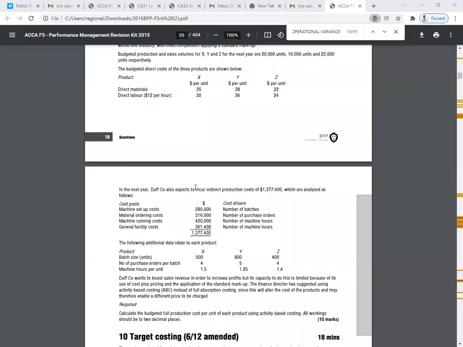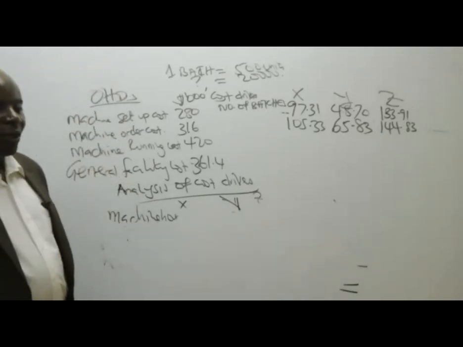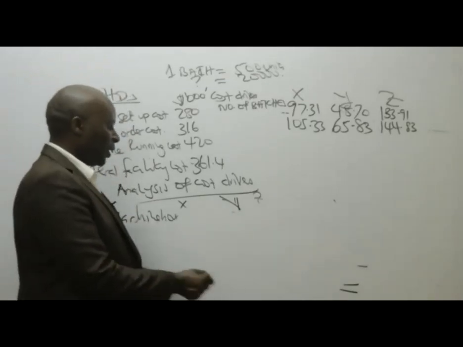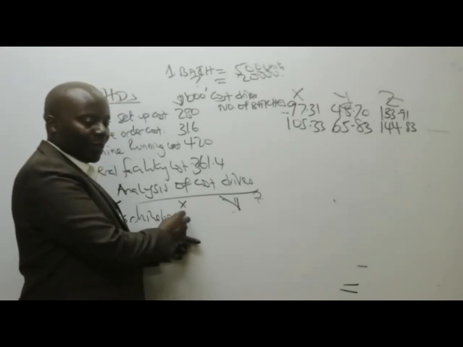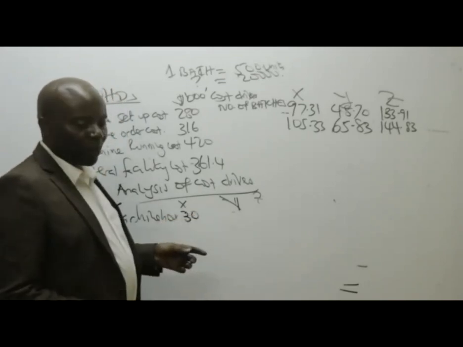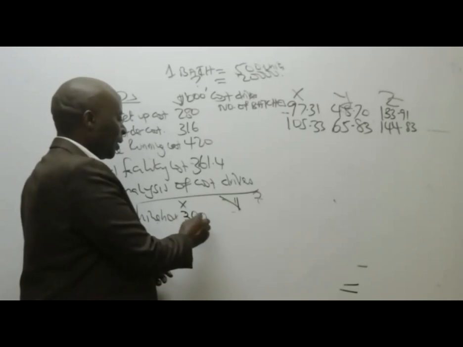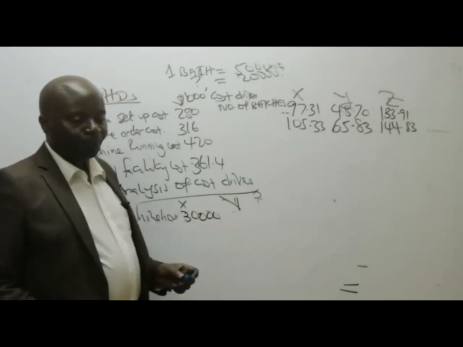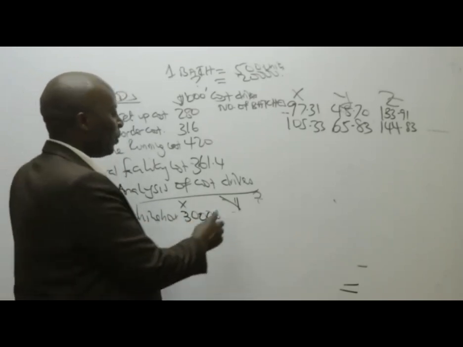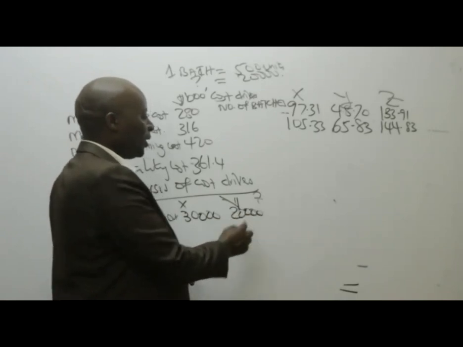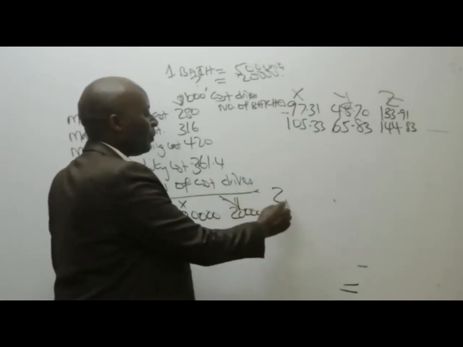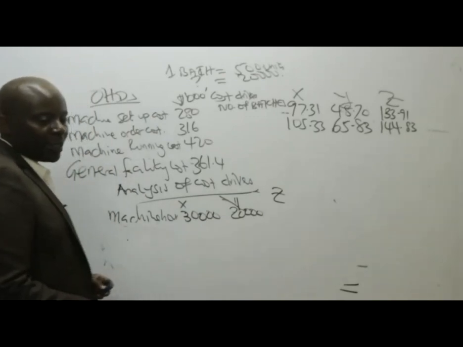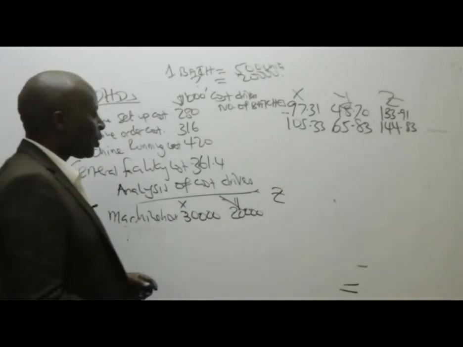So abracadabra, what do we have? Please give me figures here. Machine hours for X, how many, somebody? For X we have 30,000. For Y, 20,000. For Z, 3,800. Thank you very much.